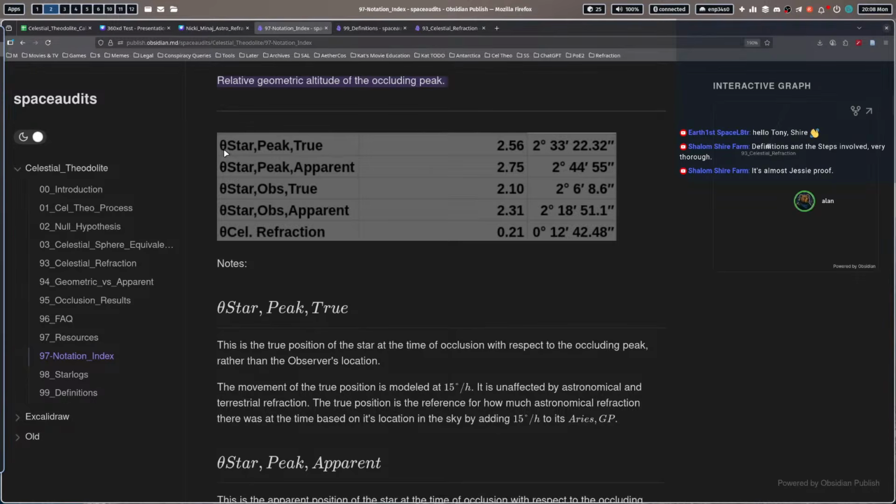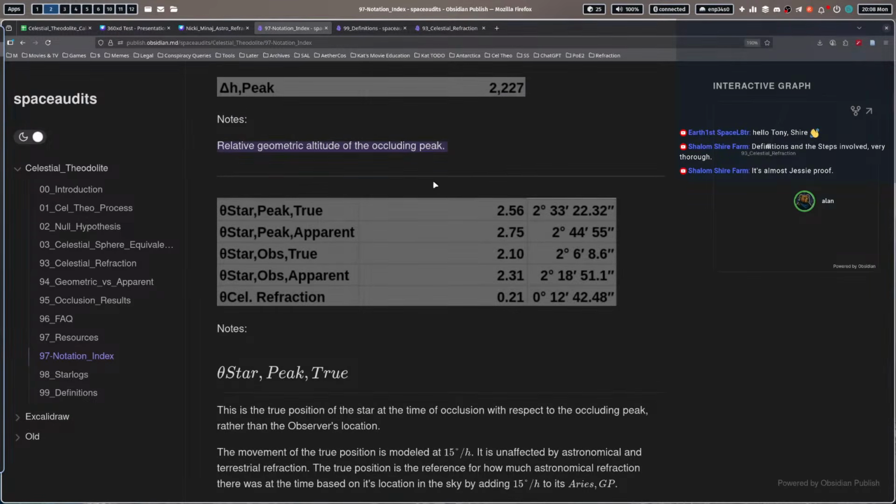And then next up we have theta star peak true, theta star peak apparent, all the way to observer true, observer apparent. All of these are referencing where the true position or the apparent position of the star is with respect to the peak or the observer. So when we're doing the analysis, these will be the included terms to know what the analysis is relevant to, either the peak or the observer.